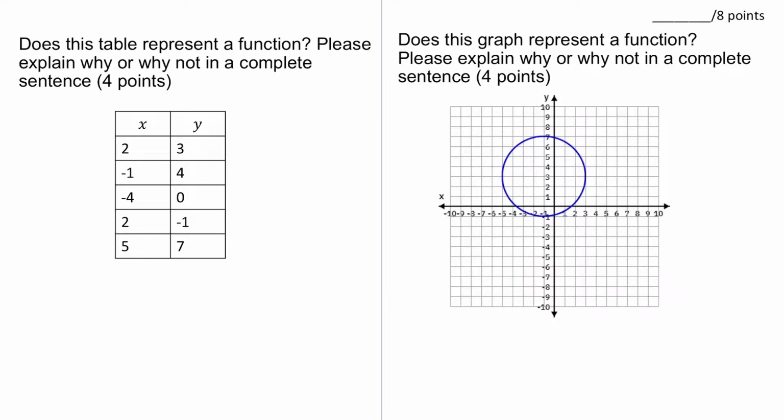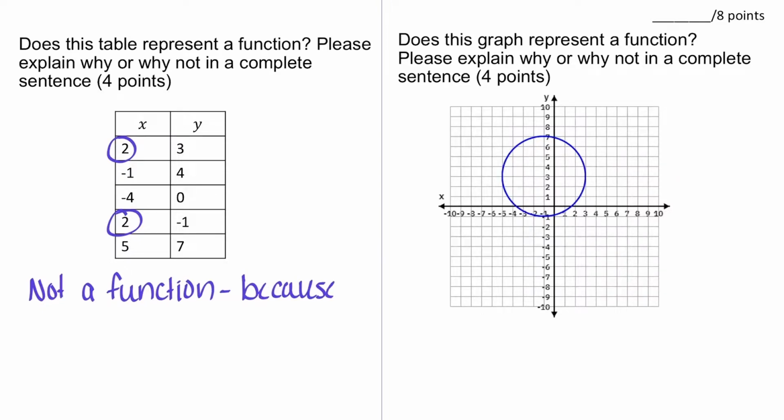Does this table represent a function, and explain why or why not? So remember, when we're looking at a relation and trying to determine whether it's a function, we're going to look for a repeated value of x. So in this table, you can see that this value of x equals 2 is repeated. So that is why this is not a function, because x equals 2 is repeated.